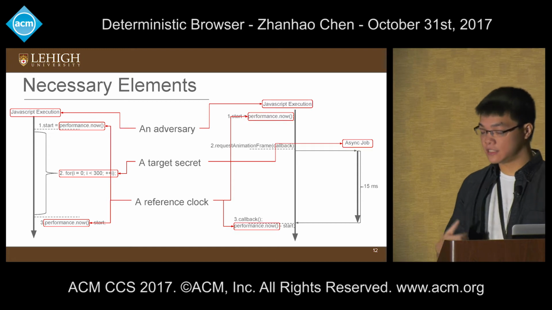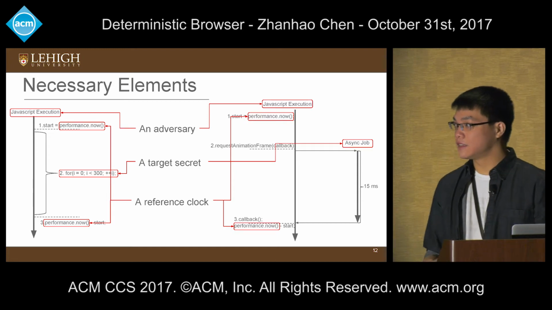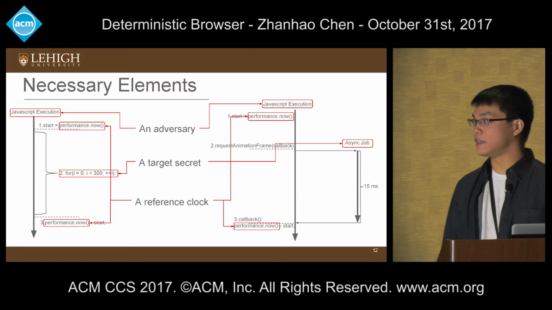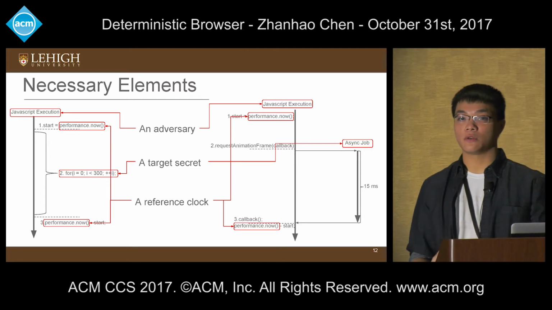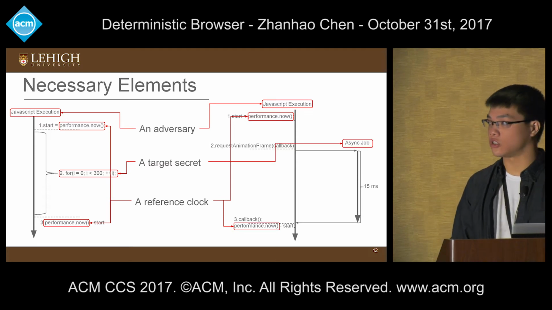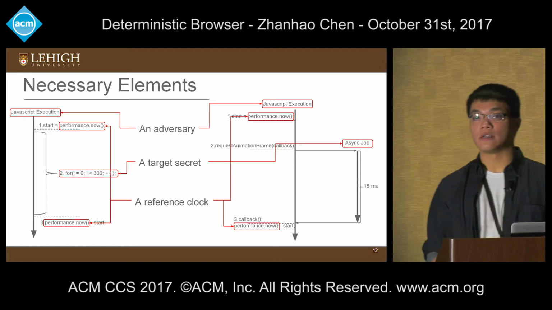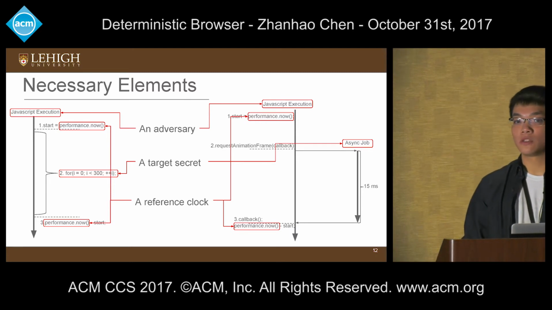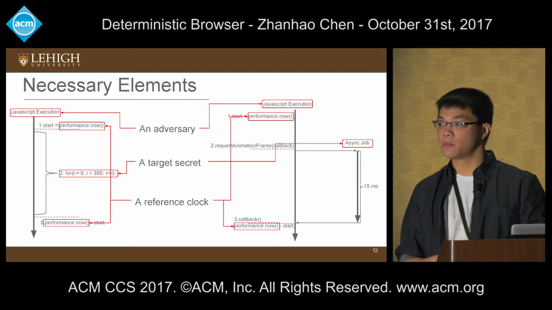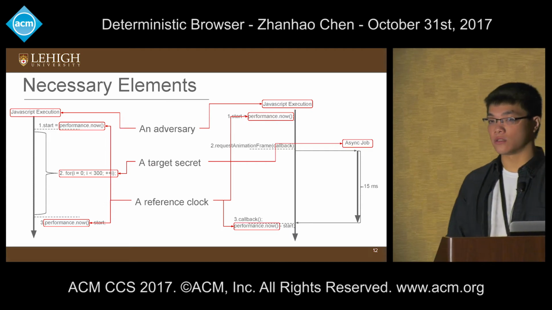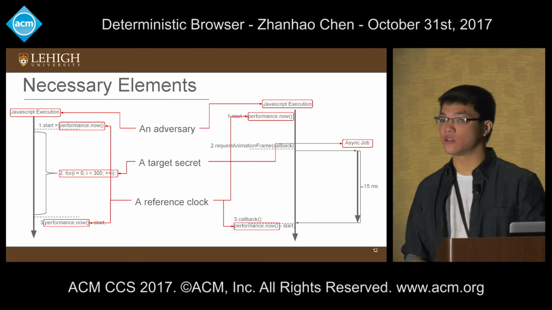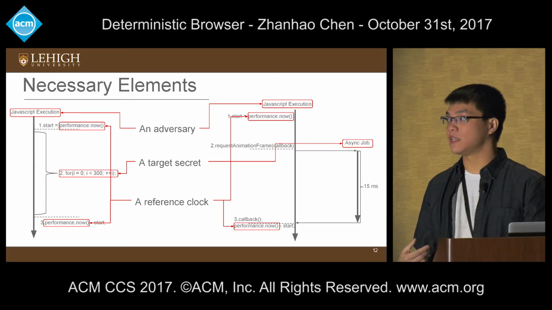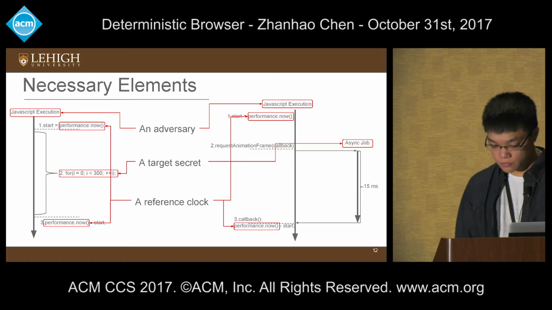In the synchronous attack, the target secret is the execution speed of JavaScript code, while in the asynchronous attack, the target secret is the duration of an asynchronous job. And a reference clock is used to obtain the timing information. In both cases, we use performance.now. Besides performance.now, there are many other asynchronous reference clocks in your browser, such as postMessage and setTimeout, which could be invoked repeatedly at a stable frequency.